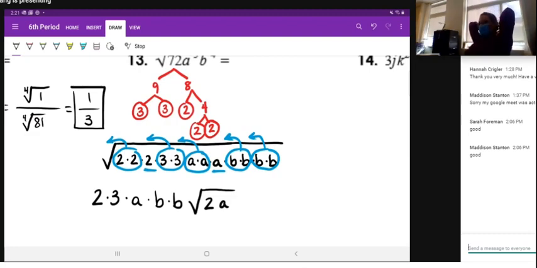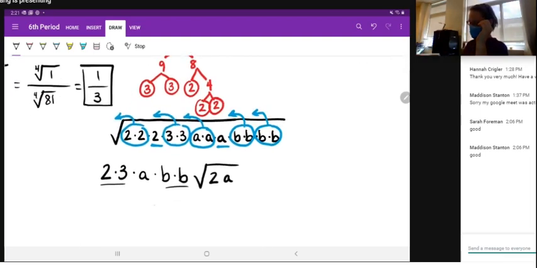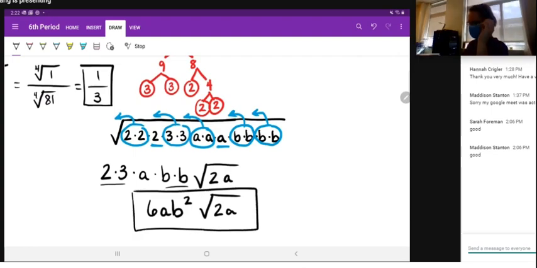Now we move on to step 3, which is recombine. So for instance, we've got a lot of stuff out front now, like this 2 times 3 and this B times B. We can put those things together now. We wouldn't typically write our answer like this. So now I'll recombine that into a 6AB squared times the square root of 2A. And that's your answer for number 13.